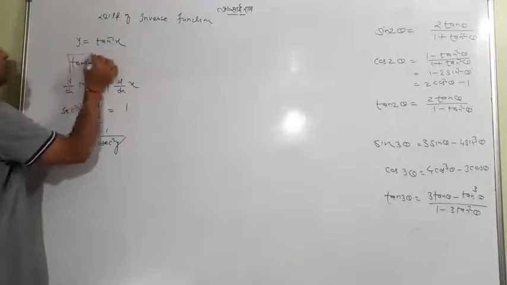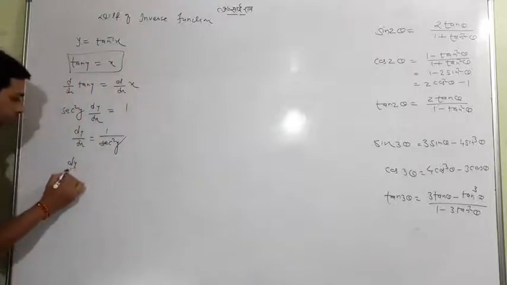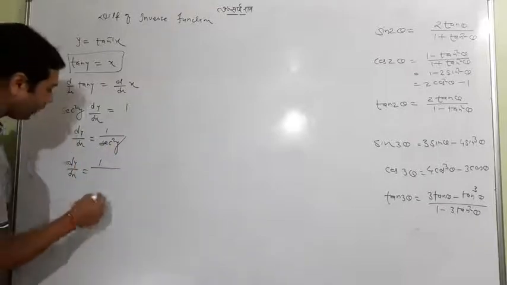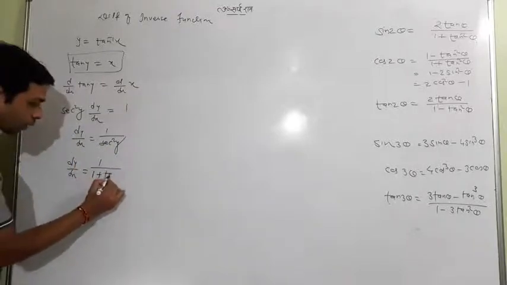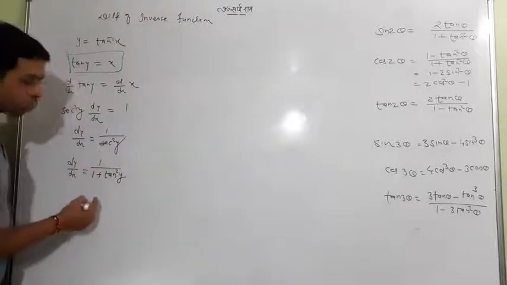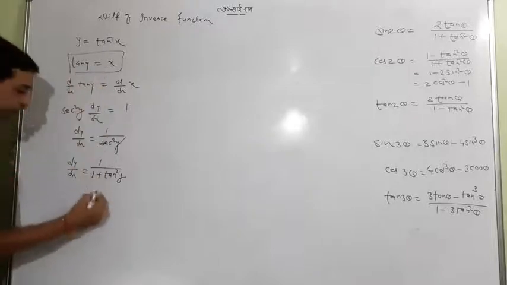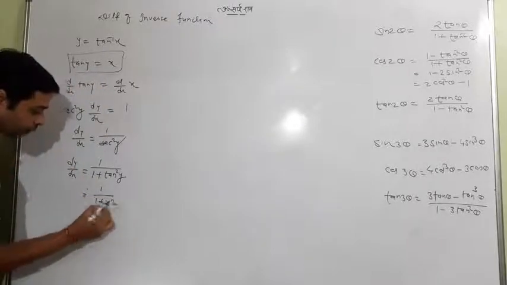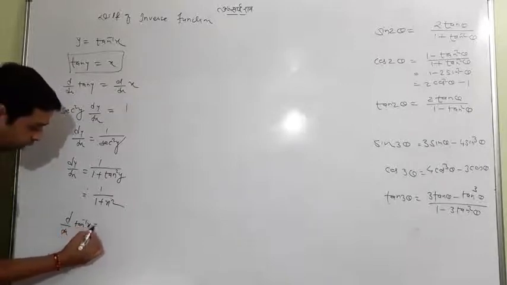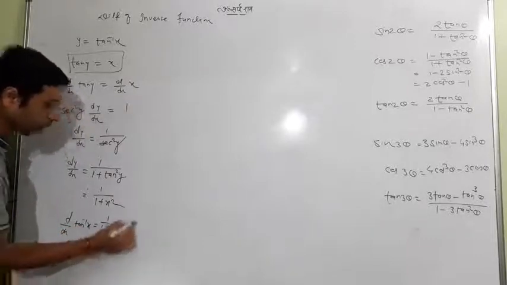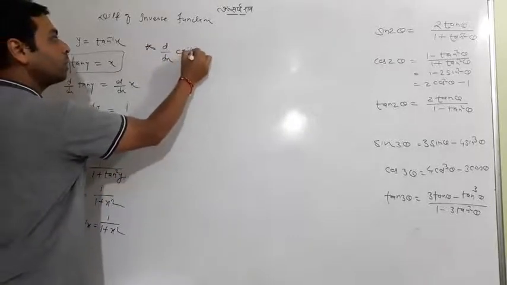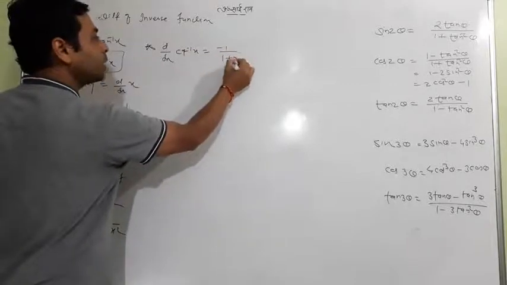So this will help you to do this question. Frankly, sec square y can be written as 1 plus tan square y. It is a simple identity from class 10th. 1 plus tan square y equals sec square y, and tan y is equal to x, so it will be 1 plus x square. So the differentiation of tan inverse x is equal to 1 upon 1 plus x square. Similarly, cot inverse x will be minus 1 upon 1 plus x square.